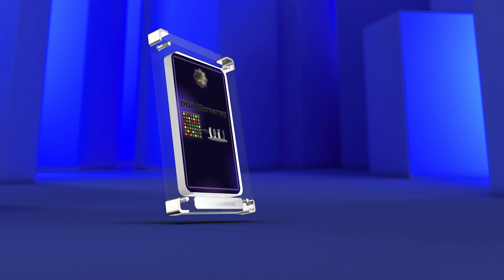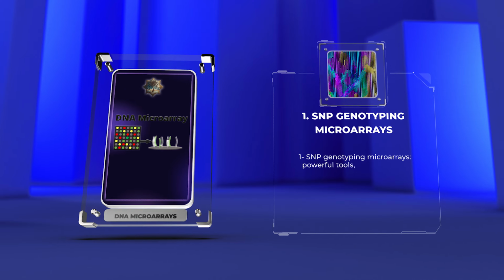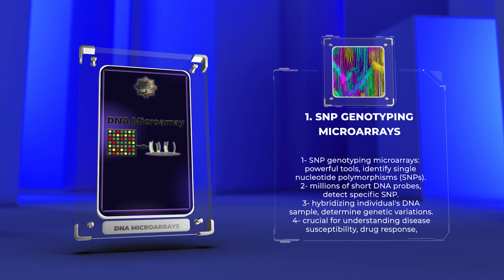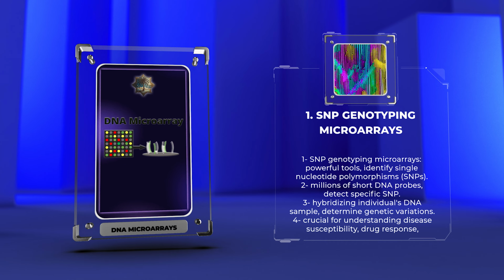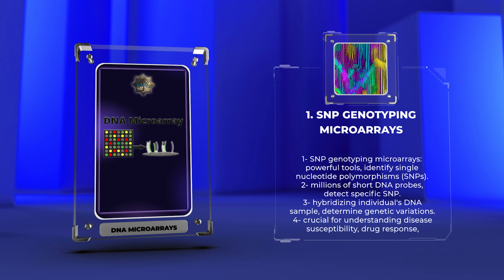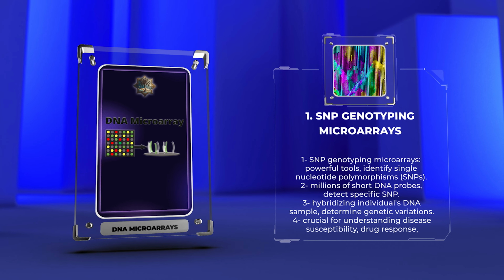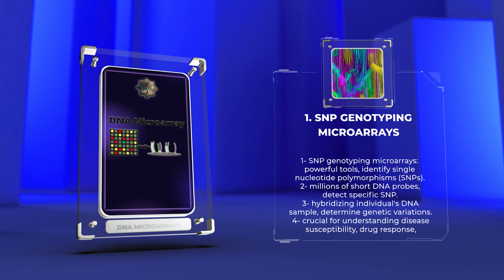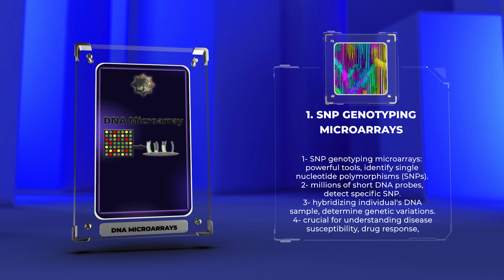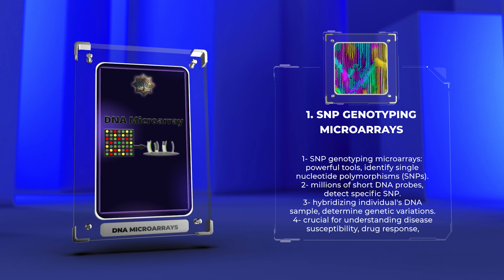SNP genotyping microarrays are powerful tools used to identify single nucleotide polymorphisms, SNPs, within a genome. These arrays contain millions of short DNA probes, each designed to detect a specific SNP. By hybridizing an individual's DNA sample onto the microarray, we can determine their genetic variations at specific loci. This information is crucial for understanding disease susceptibility, drug response, and population genetics.